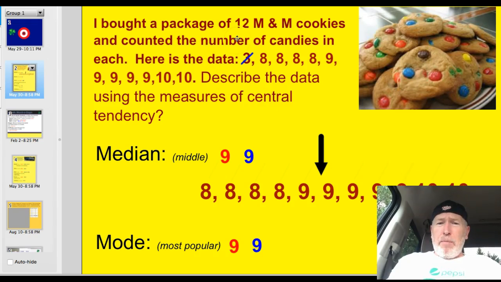In this example, I bought a package of 12 M&M cookies and counted the number of candies in each. And here was the data. Remember last night they ranged from 3 to 10. I said that the cookie that had 3 M&Ms was kind of an outlier, maybe a mistake. They ran out of M&Ms or something. That one is going to skew the data just a little bit. So let's tonight take that value of 3 out, forget about it, and look at the mean, the median, and the mode if we just look at the other 11 cookies.